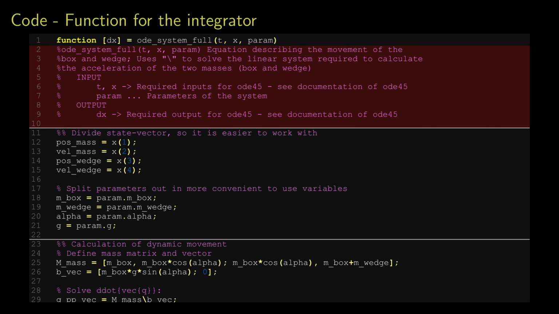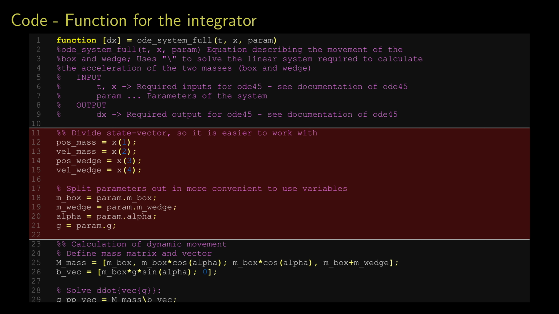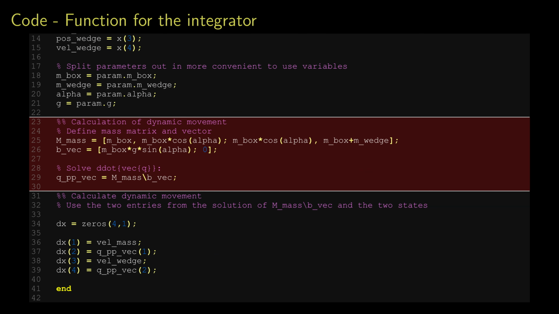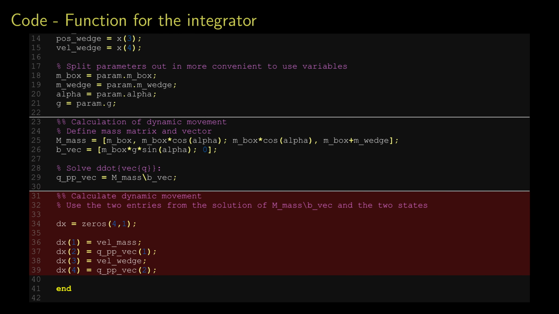After the documentation of the function, we split the state vector into its individual components and use that to calculate our change of state. Solving the matrix this way is quicker in Matlab than calculating the inverse. It will not matter for this 2x2 system like we have here, but in a bigger system with more states it can make a difference. In the last step we return our complete change of state vector.